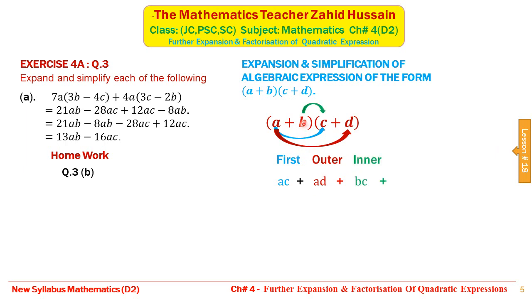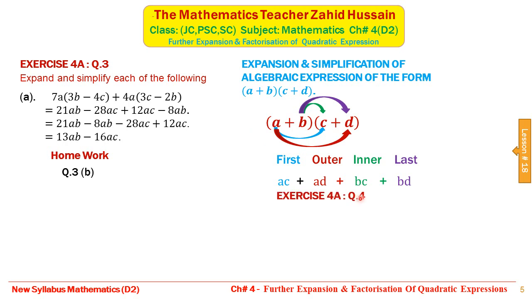Then inner b and c. Or we will take the first term of the first bracket and we will multiply this with each term of the second bracket. a multiplied by c, we will get ac. a multiplied by d, we will get ad. And then we will take the second term and we will multiply this with each term of the second bracket. So it is bc, bd, last with last. So ac plus ad plus bc plus bd is the expansion of this type of expression, and we will simplify if possible.